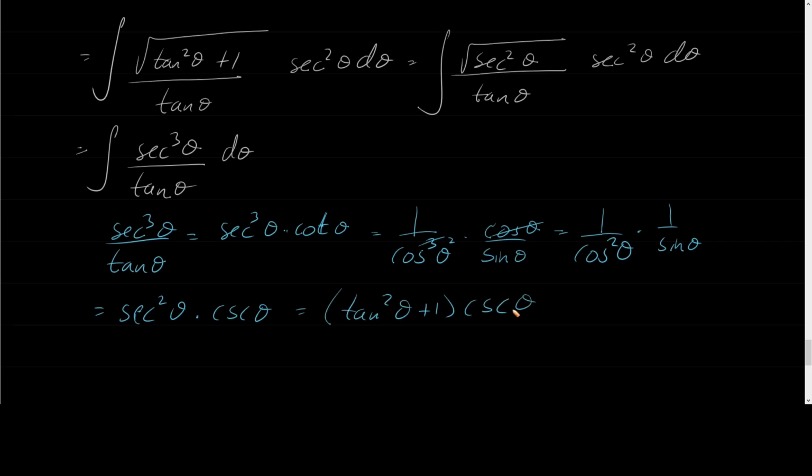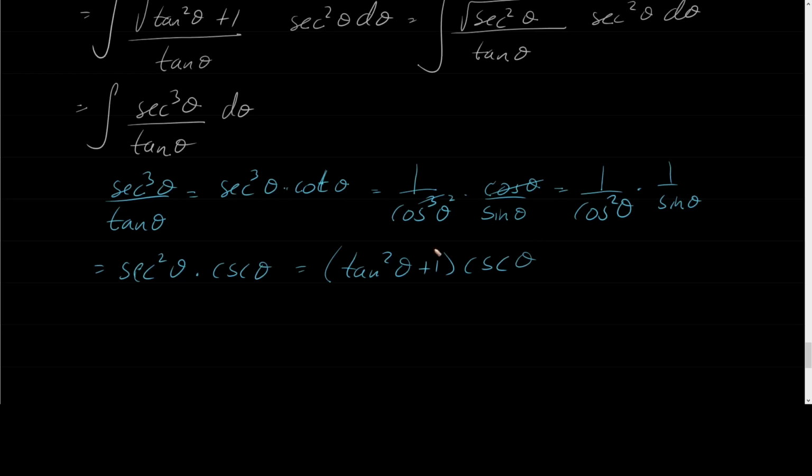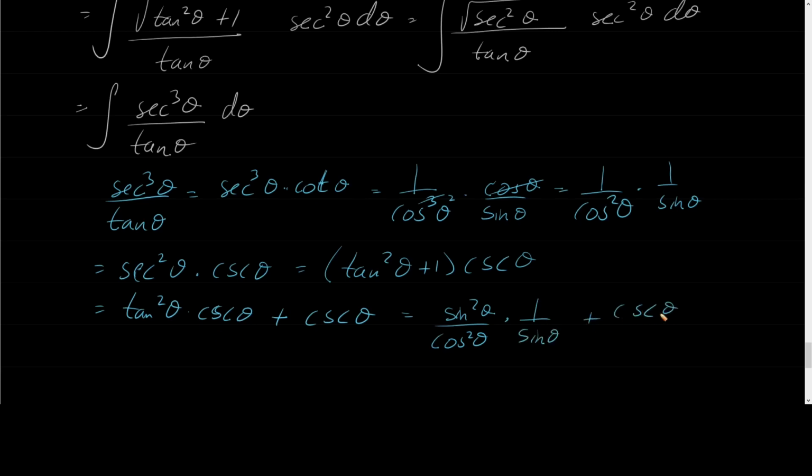And if I distribute that cosecant theta, I end up with tan squared theta times cosecant theta plus cosecant theta. And if I rewrite this tan squared and cosecant theta, what do I really have? Tan squared is really sine squared over cosine squared, right? Sine squared theta over cosine squared theta. And then cosecant was 1 over sine theta. And then we still have this plus cosecant theta. We'll leave that out there.